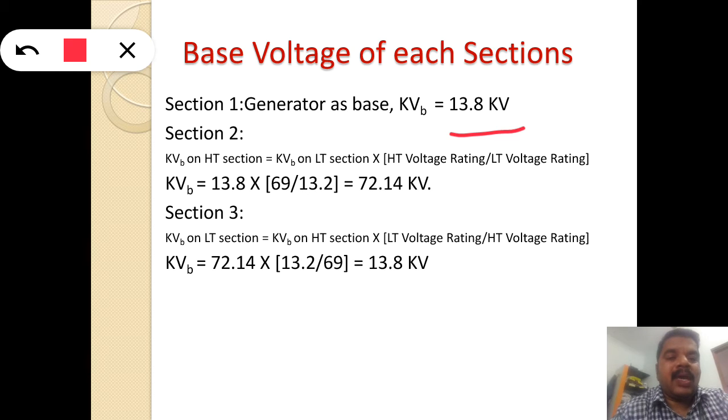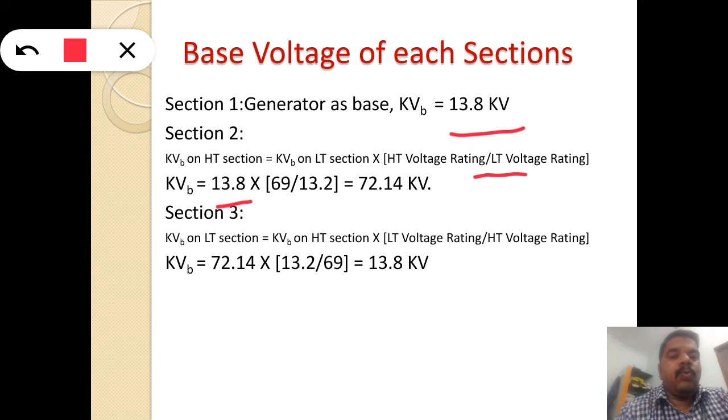So the KVB on LT section is 13.8, into the HT voltage rating divided by the LT voltage rating, meaning that particular transformer's values. For transformer T1, the HT value is 69 and the LT value is 13.2. By multiplying 13.8 into 69 divided by 13.2, the KVB new value for section 2 is 72.14 kilovolt.